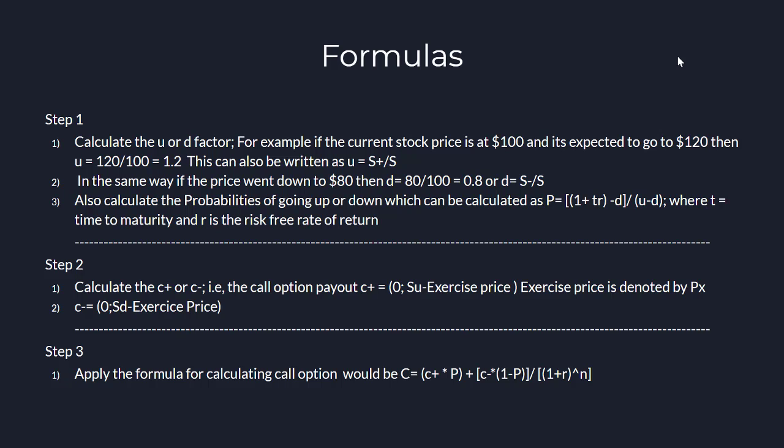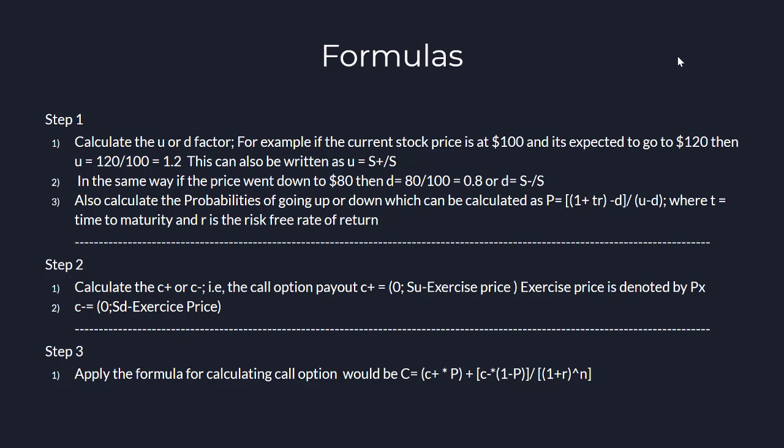In the same way you have to calculate the D factor, which is again 80 by 100, because we are expecting that the stock price is going to go down. Then also calculate the probabilities of going up or down, which is calculated as the probability P = (1 + T times R minus D) divided by (U minus D). T is the time to maturity, and R is the risk-free rate of return, which is the 90 days G-Sec prevalent in the market. The U and the D factor we have already calculated.